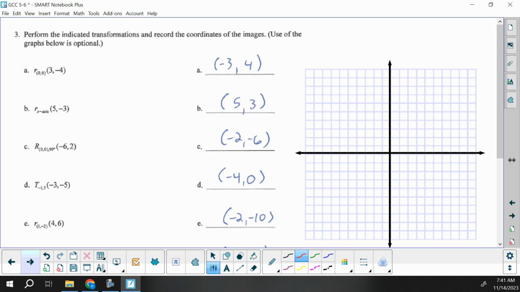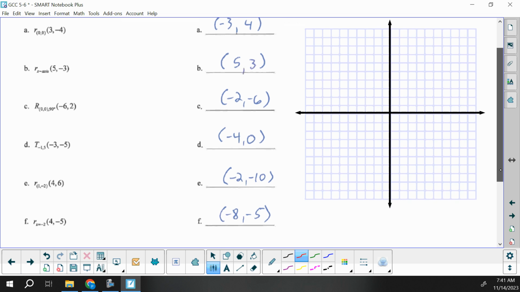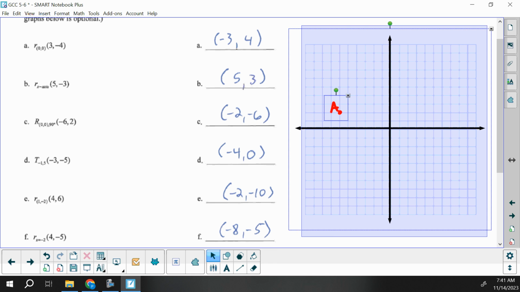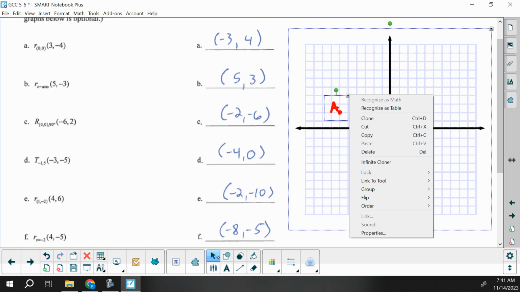For number 3, we used all of our spare grids for this one. So reflection through (0, 0), you're just counting to see how to get there and then repeat it again. So (-3, 4). X-axis, you're just counting how far to get to the x-axis, repeat it. For the (-6, 2). So there's (-6, 2).